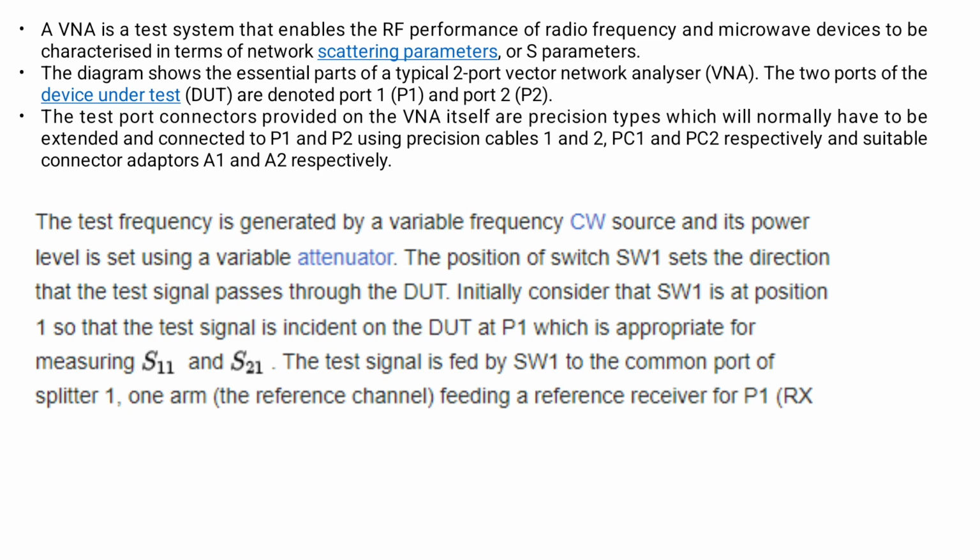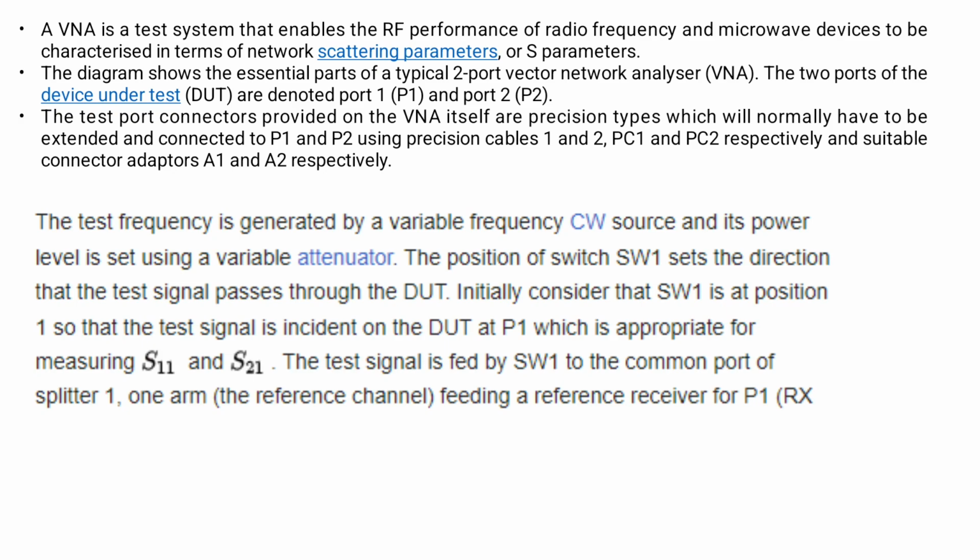The test frequency is generated by a variable frequency CW source, and its power level is set using a variable attenuator. The position of switch SW1 sets the direction that the test signal passes through the device under test. Initially consider that SW1 is at position 1, so that the test signal is incident on the device under test at P1, which is appropriate for measuring S11 and S21.